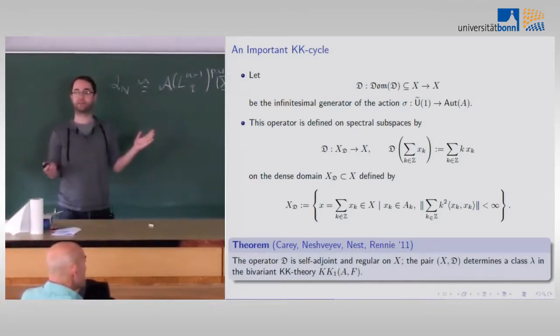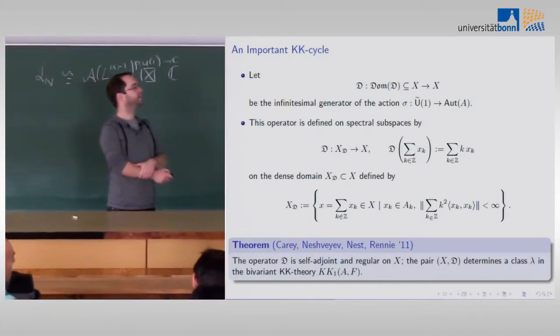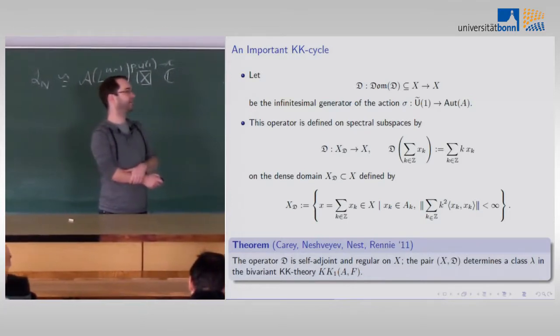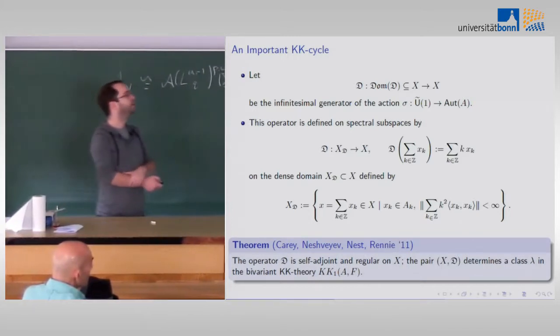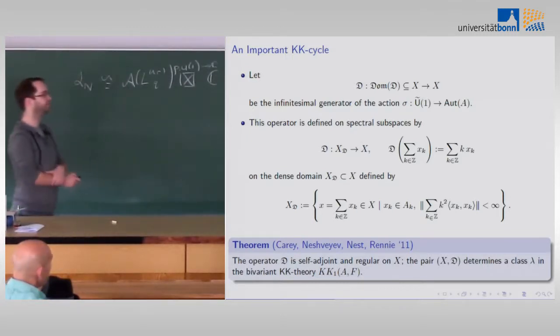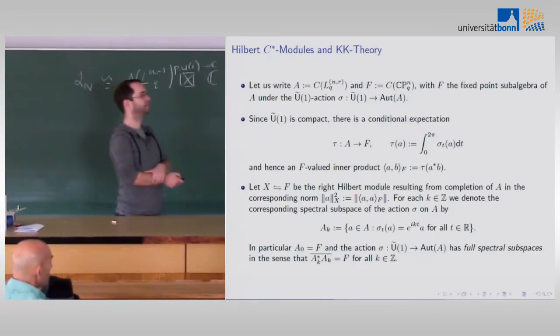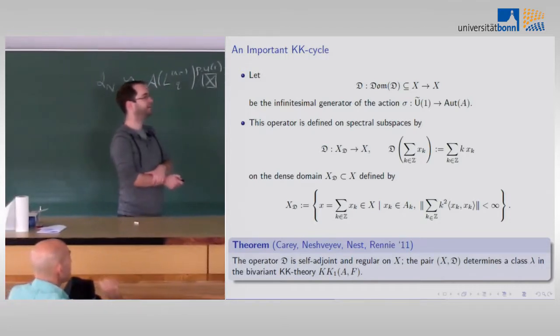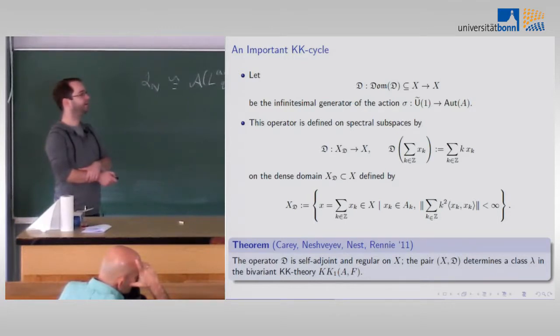And it's quite easy to see what this is. You've seen this before in some form or another. This operator is densely defined on this domain, which I've written, but it's not so important to understand what's going on. Really what it is is just a number operator. So given any element x_k in a spectral subspace, it multiplies it by the weight. That's the infinitesimal generator, as you can see by this formula. And that's a densely defined operator. Turns out, due to a theorem of Carey, Nest, and Rennie, that this is actually a self-adjoint operator.